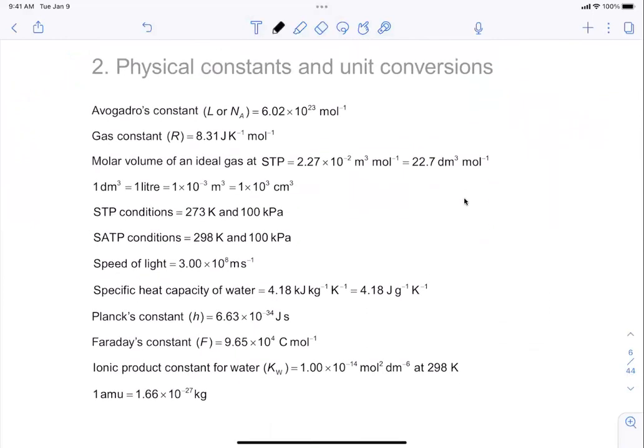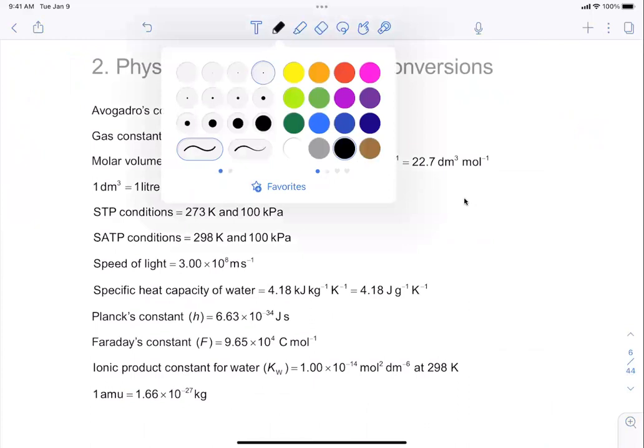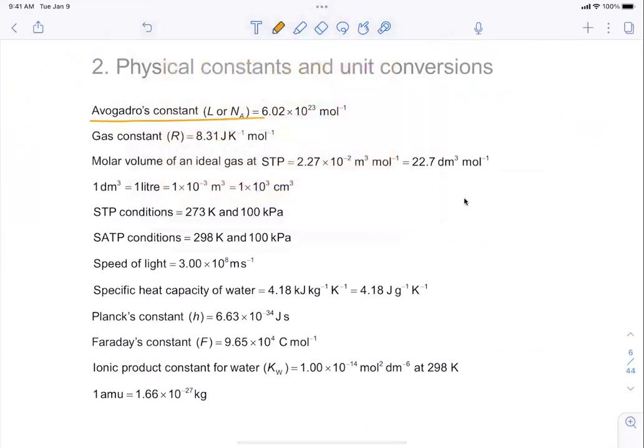Okay. Physical constants and unit conversion. So now these are the constants that are used in your equations for you to be able to do calculations. Okay. So Avogadro's number, SL material, stoichiometry. Okay. So calculating particles. Okay. So 1 mole is equal to 6.02 times 10 to the 23 units.